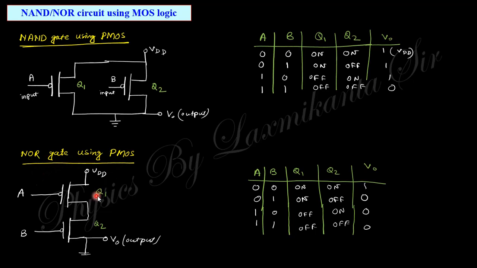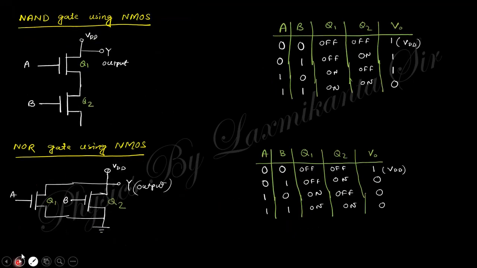NOR gate using PMOS. So for the NOR gate, these are in the series condition. So if any one is in the off condition, we do not get output. That's why if any one is in the off condition, we get no output. So this is the NOR circuit.